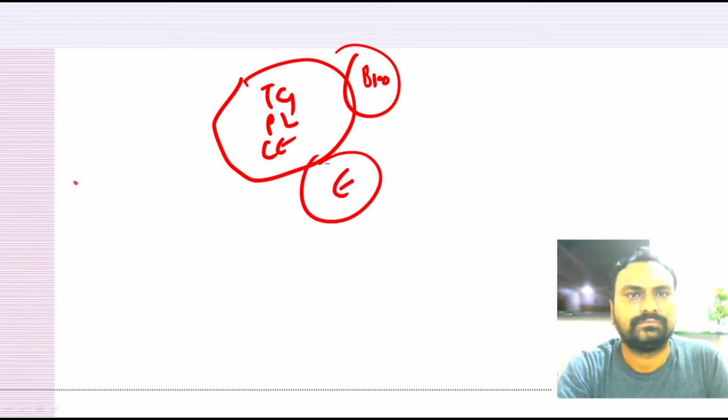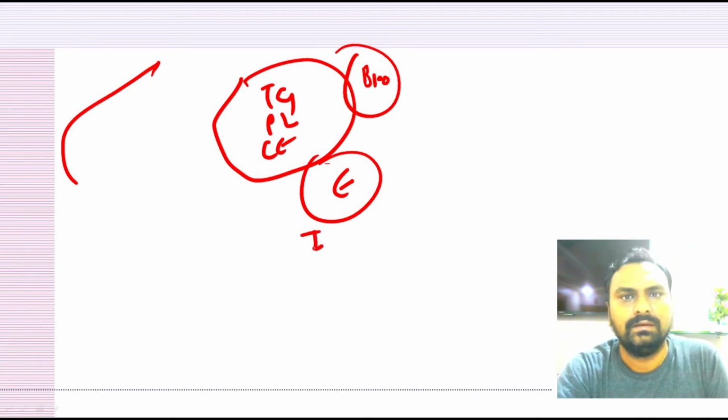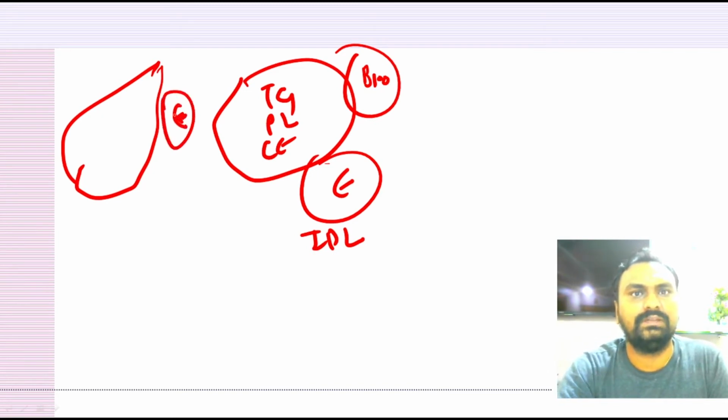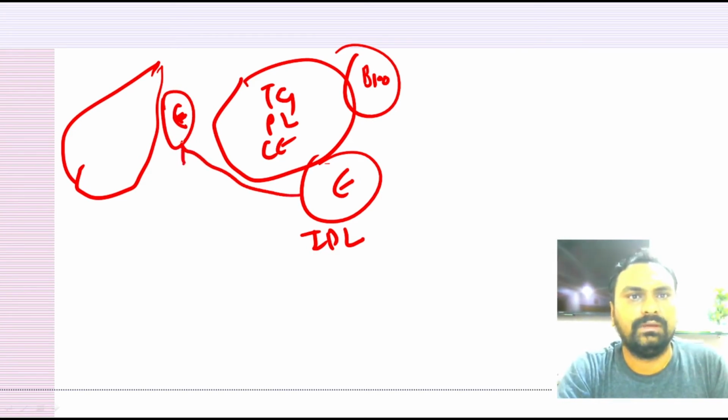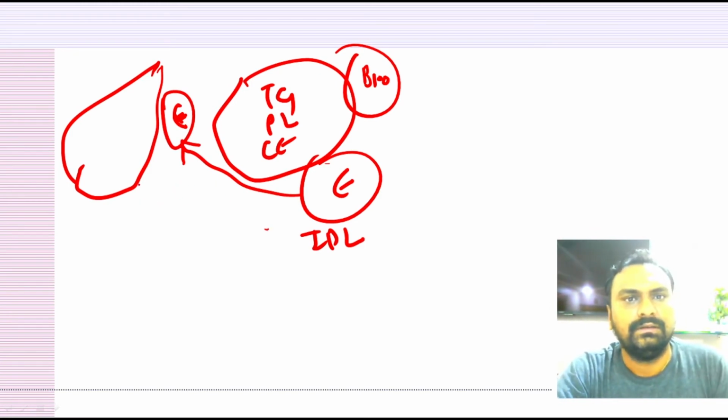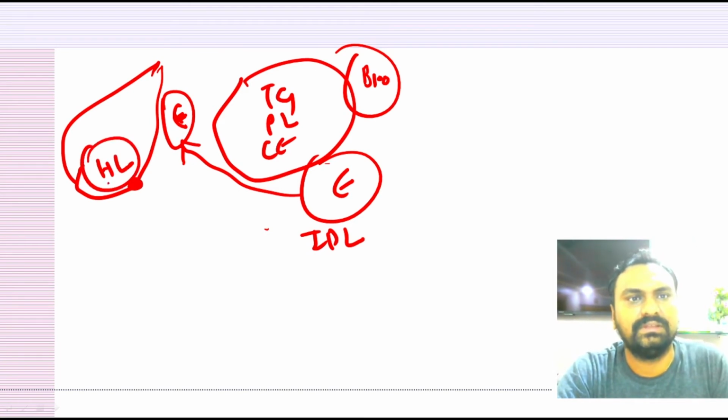Now this IDL will go to the liver. In the liver, there is an ApoE receptor. So there are two fates of the IDL. One, it is taken up by the ApoE receptor on the liver and endocytosed. 50% of the IDL will be endocytosed and 50% are acted on by the hepatic lipase enzyme, which is present on the sinusoidal surface of the liver.